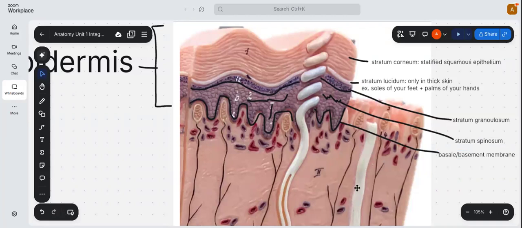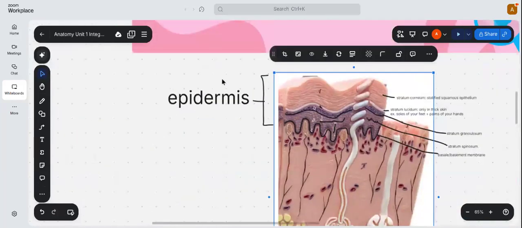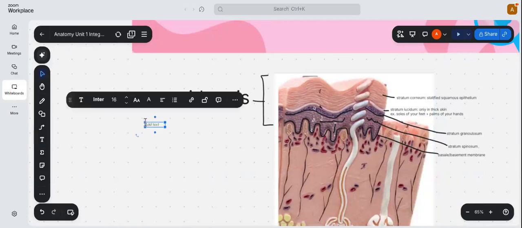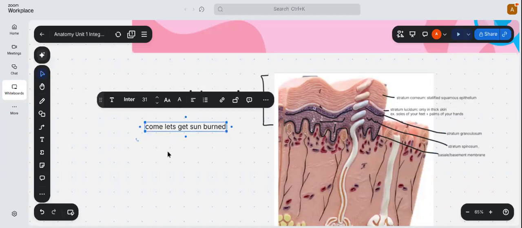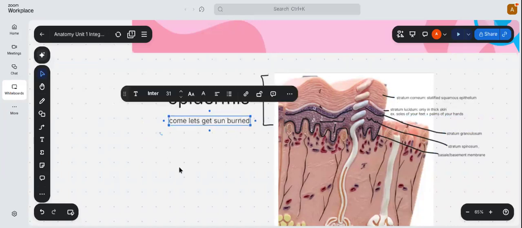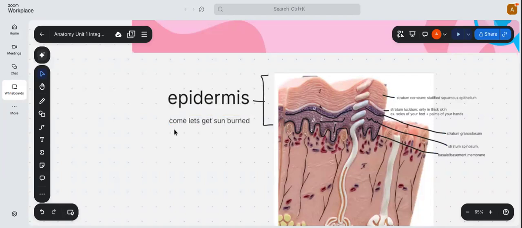A good way to remember the layers is the mnemonic: come, let's get sunburned. It's a very silly mnemonic because no one wants to get sunburned, but I feel like it does really help because the C stands for the stratum corneum, L stands for lucidum, G stands for granulosum, S spinosum, and then B the basement membrane.